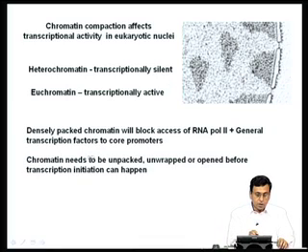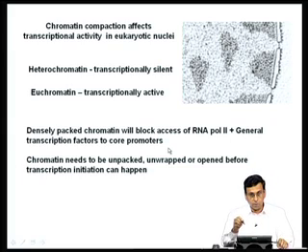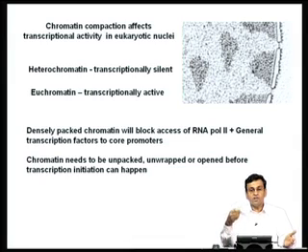So, the densely packed chromatin will block access of RNA polymerase II and general transcription factors to core promoters, and that is why probably the genes which are localized in the heterochromatin regions are not actively transcribed. So, if these genes have to be transcribed, the promoters of genes present in heterochromatin regions have to be converted into euchromatin. That means the histones have to be removed and the chromatin has to loosen, and only then can the proteins involved in gene regulation bind to the promoter sequence and activate transcription.